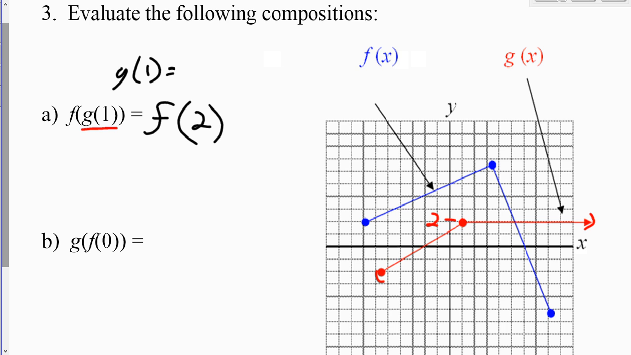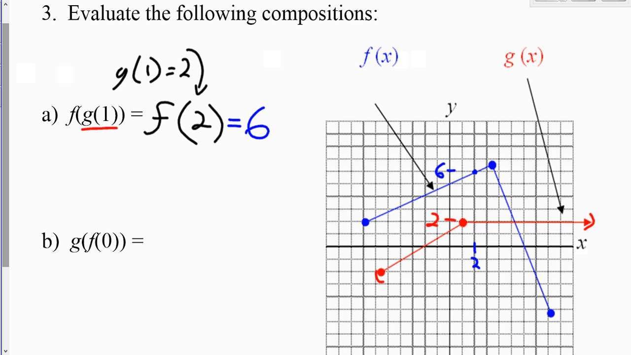1 is 2, so I do that substitution. Well, what's f of 2? Well, f is my blue function up here, so I go where my blue function has a 2, so my output became my input, and my input at 2, so right here I can see that this is 2, 4, 6. So f at 2 is equal to 6.